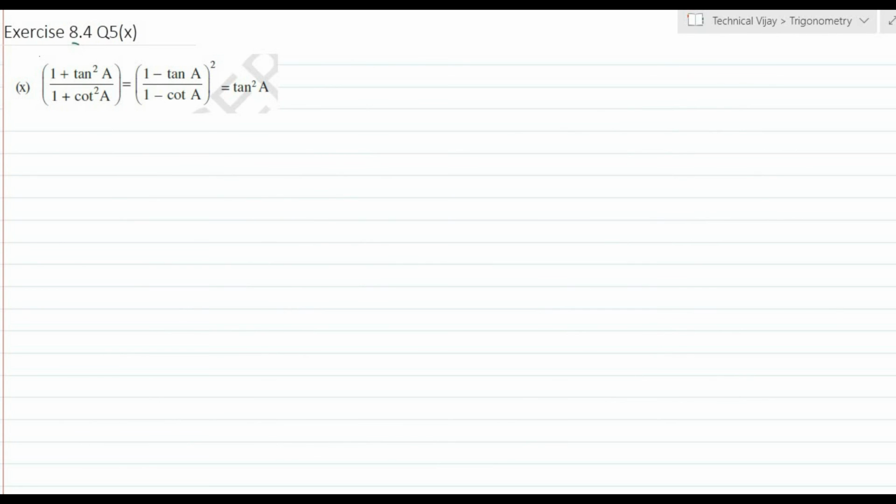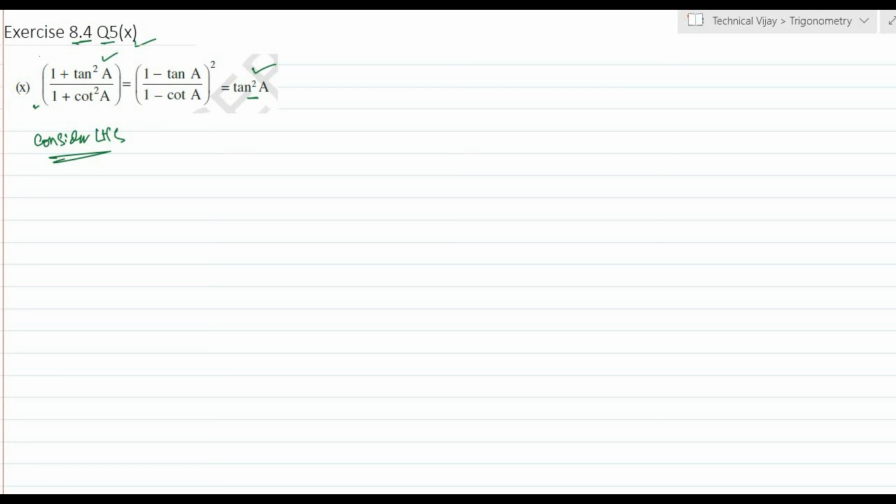So exercise 8.4, question number 5, the 10th option. Consider LHS here. Two portions are there: 1 plus tan square A divided by 1 plus cot square A, which is equal to 1 minus tan A divided by 1 minus cot A whole square, and which is also equal to tan square A. We have to show both of these equal to tan square A.